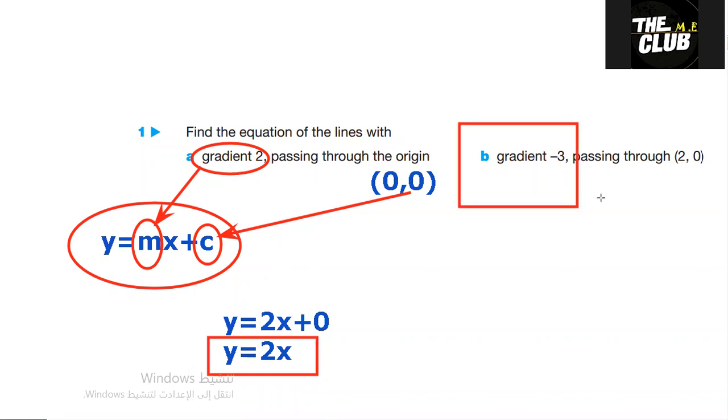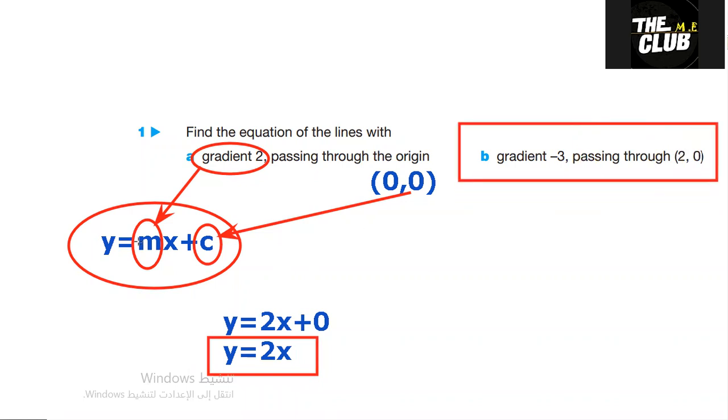Now, let's move on to question B. We're going to use the same idea and the same formula to answer the question. So y equals mx plus c. We can write it here so we can work on it. Same idea. M is the gradient, and c is the y-intercept.